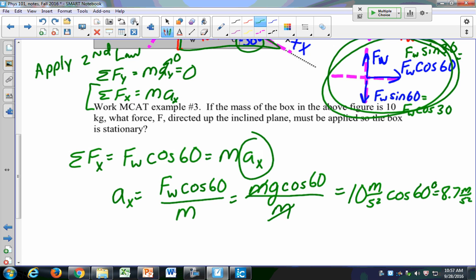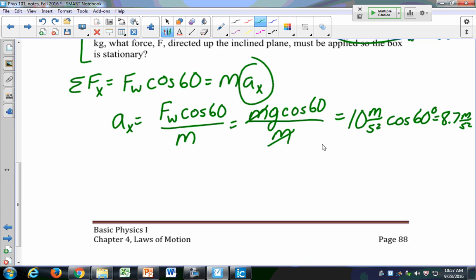Now let's imagine a very similar situation, and that's what this problem right here is talking about. Let's imagine that instead of having it go down the inclined plane, I have this 30-degree inclined plane of this object, and I have a force that is holding it up. And I want to know what is the force that's holding it up.